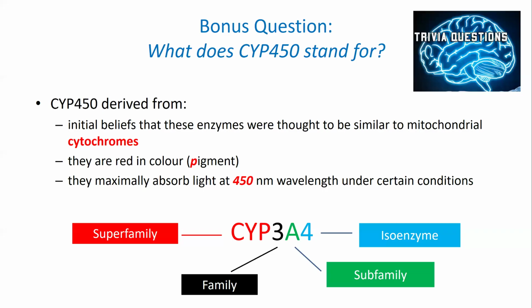And so if you look at the abbreviation CYP3A4, what it's telling you is CYP is the superfamily, 3 refers to the family, A is the subfamily, and 4 is the isoenzyme. So in other words, this tells you its place in the family tree.